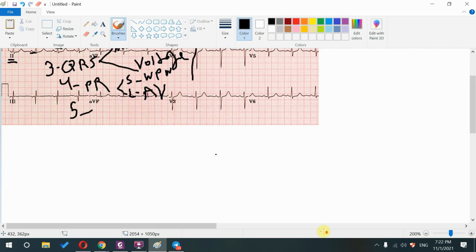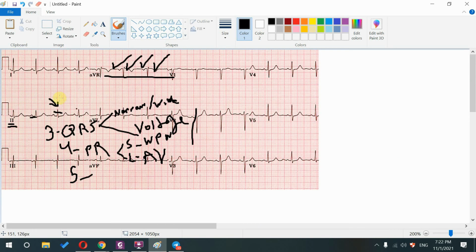Okay, so step number 5. We finished with what so far? We finished with the P wave, we finished with the QRS complex, we finished with the PR interval. So we have two things left, the T wave and the ST segment. Guys, I know it sounds so tempting to go to the ST segment right now. Oh, I'm sorry, we forgot one more really important thing. QT interval. Number 5 is the QT interval.